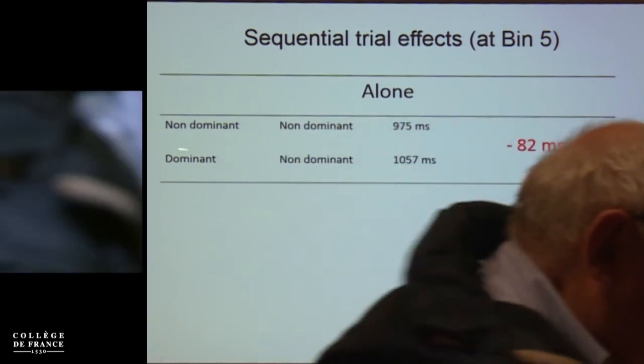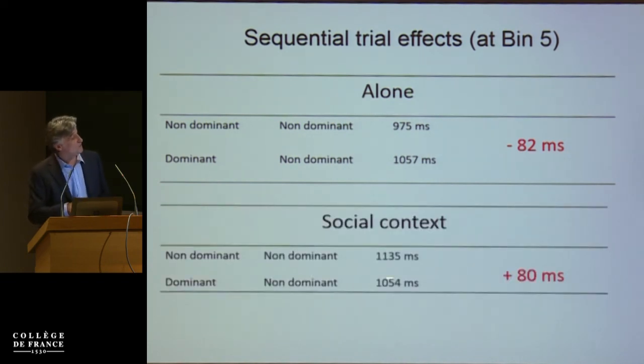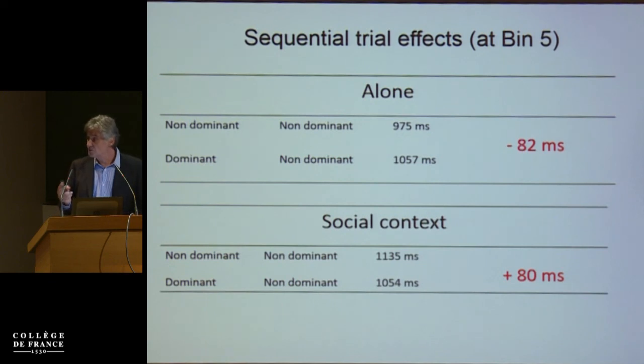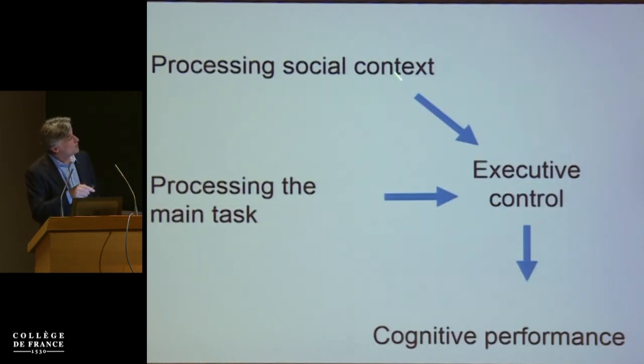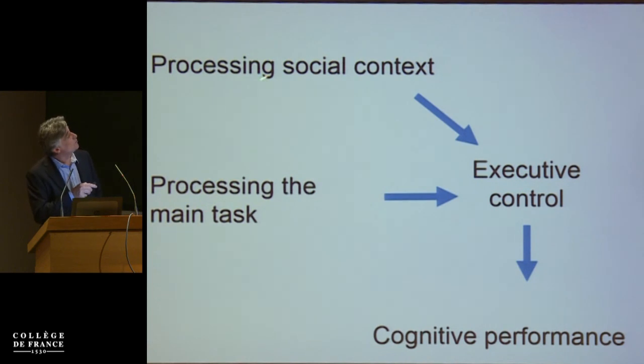We get a difference between these two conditions, but only when the animal is alone. When there are more individuals inside the trailer, then we don't get this effect anymore, we just get the opposite effect. And I think this suggests that there is another way by which the social context will affect the cognitive performance. This is that there is a competition between the processing, in terms of executive control required, of a social context and the processing of a main task.